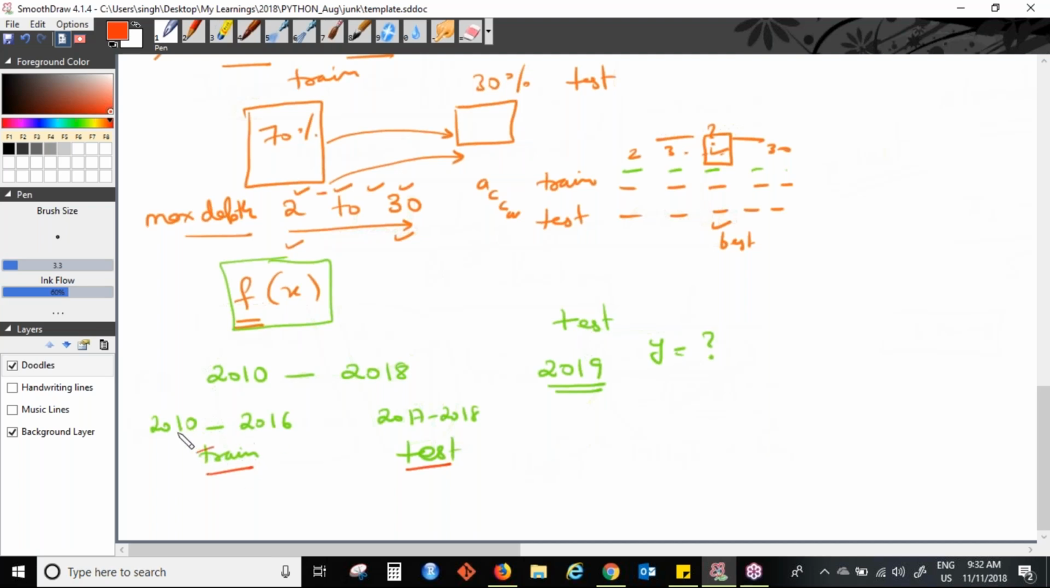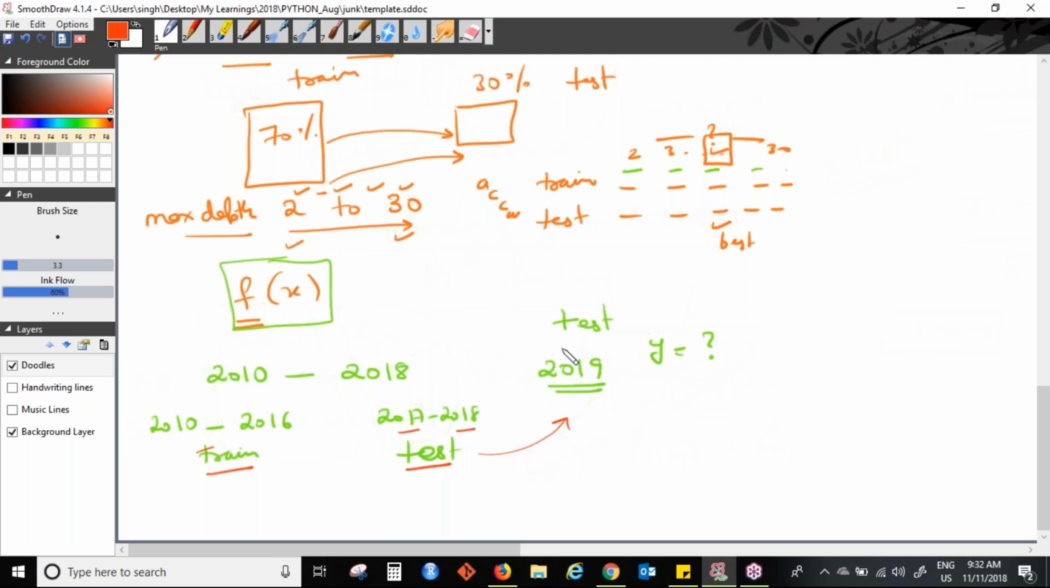We train the model from 2010 to 2016, and then we predict on these two years and then check the accuracy. And if we are happy with that accuracy, we finalize the model and then use that model to predict for 2019. Now, how did we perform on 2019?